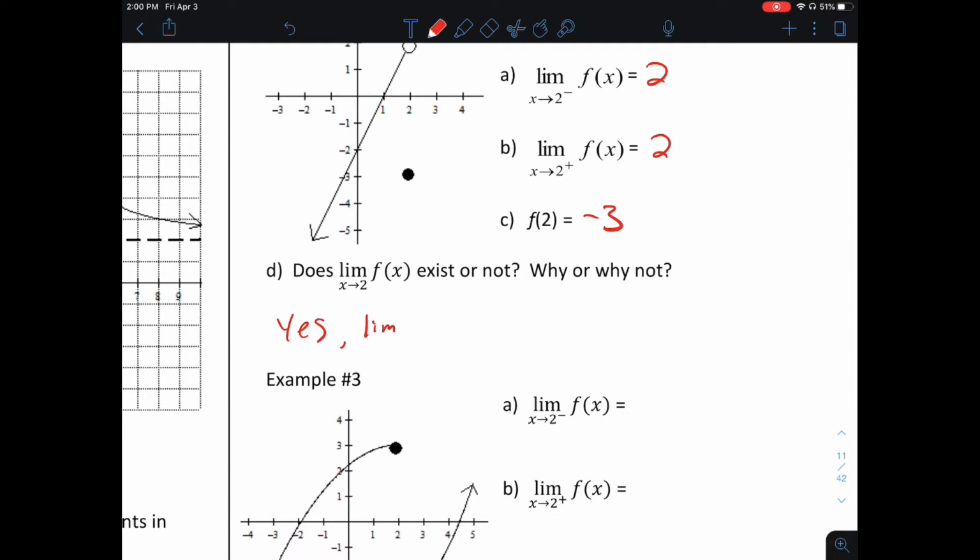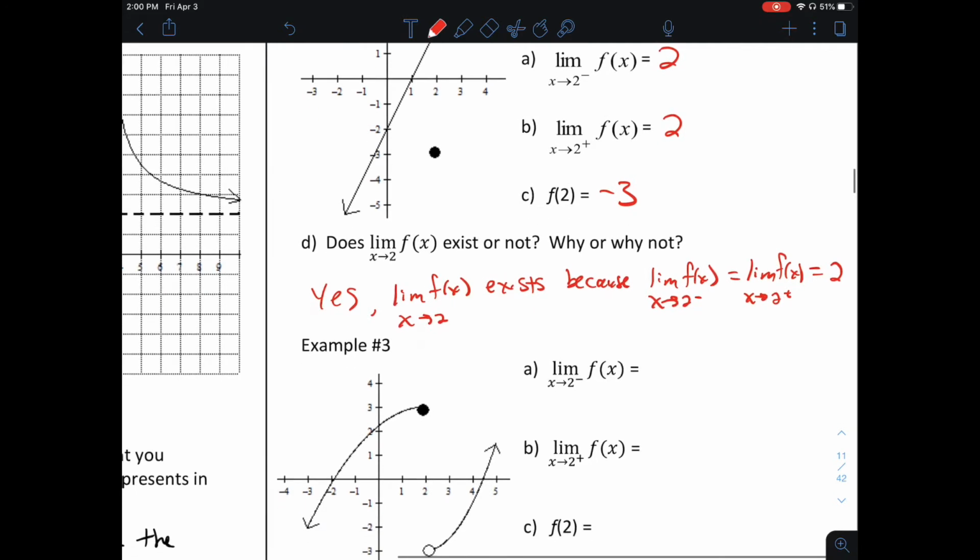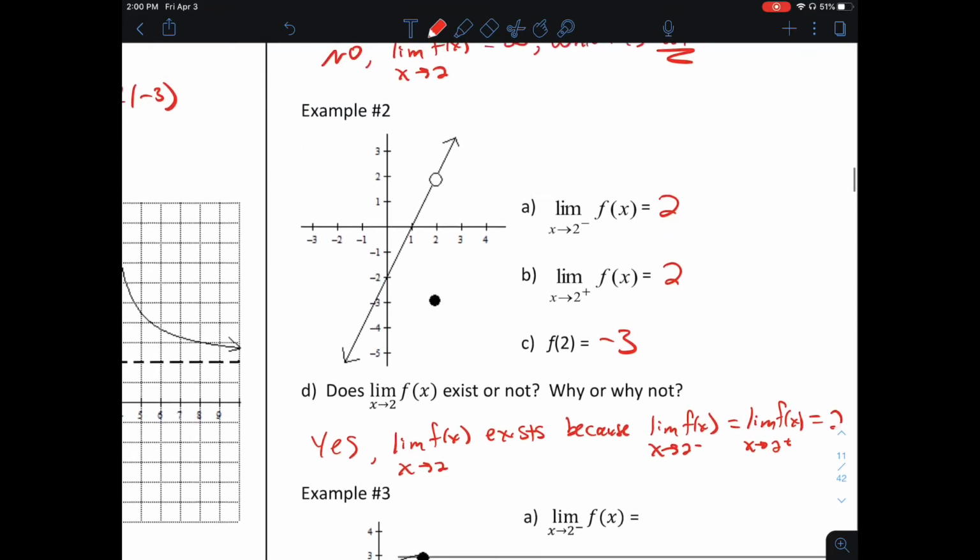Yes, the limit of f of x as x approaches 2 exists because the limit of f of x as x approaches 2 from the left is equal to the limit of f of x as x approaches 2 from the right, which is 2.